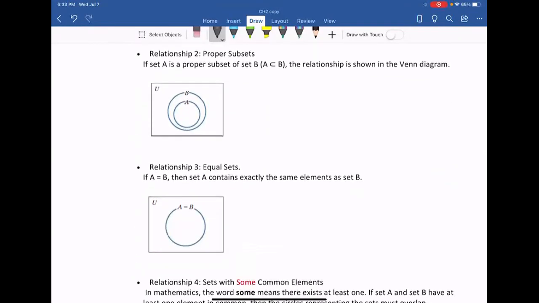The second relationship is proper subset. We learned this proper subset last class. If the set A is a proper subset of set B, the relationship is shown in the Venn diagram. That means all the elements in A, in here, are in B, but A is not equal to B. So all the elements here are in B, but A is not equal to B.